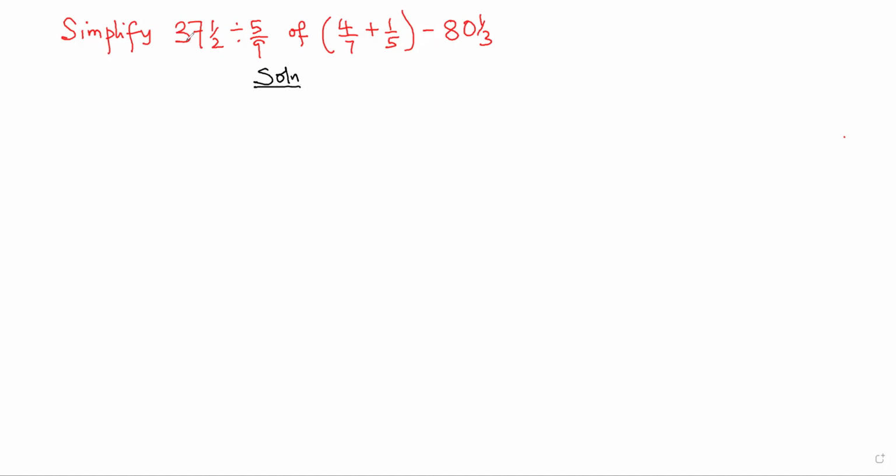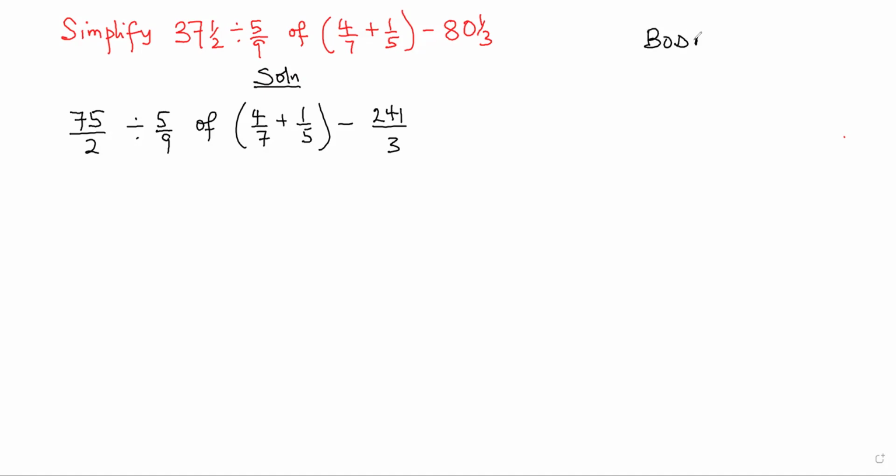So 2 times 37 is 74, plus 1 is 75, divided by 2. Divided by 5 over 9 of... for now, let's still maintain this. Then we have 80 times 3, giving us 240, plus 1, which is 241, divided by 3. And in questions like this, we need to apply BODMAS, which says bracket, of, division, multiplication, addition, and subtraction. So we need to now work on the bracket.